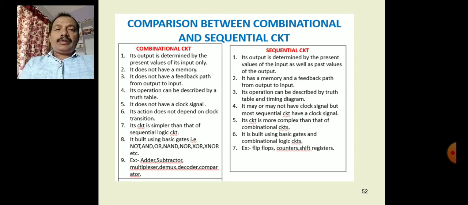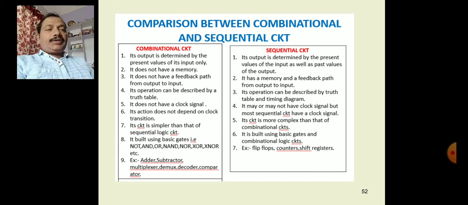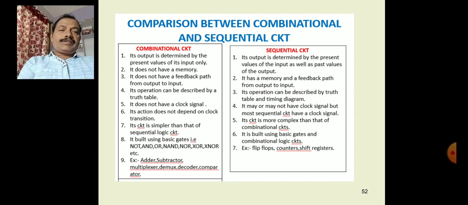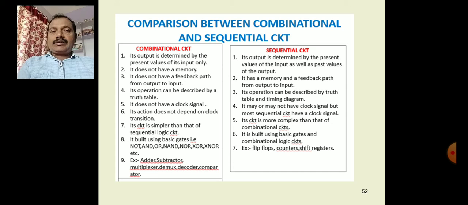And the next, the combinational circuit can be described with the help of the truth table operation, but here the sequential circuits, its operation can be described by truth table and a timing diagram. So that is additional description logic we have to use, that is the timing diagram. And next, the combinational circuit does not have clock signal, whereas in sequential circuit the clock is very important. Without clock signal, the sequential circuit does not perform sequential operations.